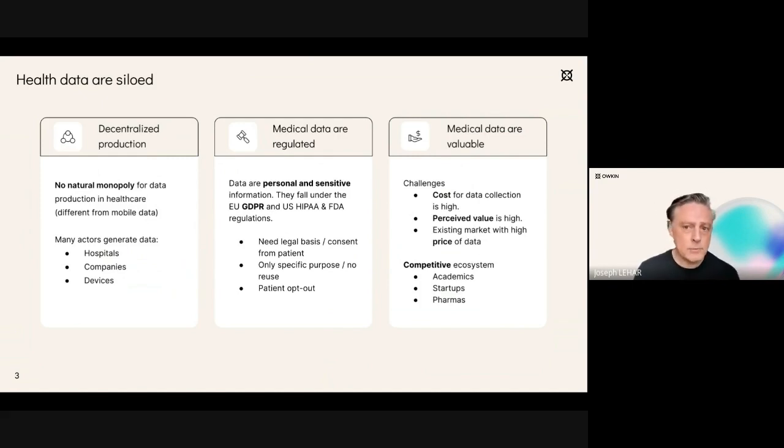And finally, medical data are highly valuable. It's quite expensive to generate the data. The value is perceived to be very high, and it's entering into a market where it's also fairly highly priced in the first place. An additional challenge is that the providers of data exist in a kind of competitive ecosystem. They generate data for their own use. They're also trying to make it available for others to use, and it all has to be managed in a way that deals with the competing interests.